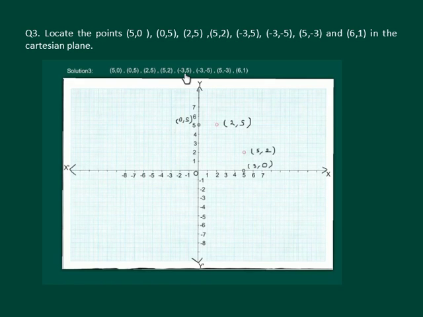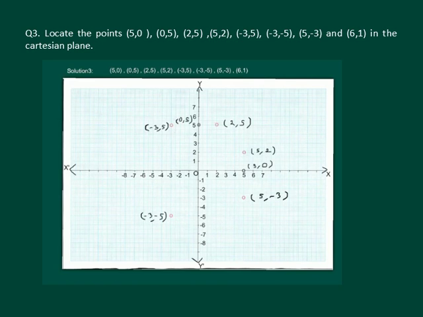Next is -3, 5. We move -3 and +5 to get a point whose coordinates are -3, 5. Next is -3, -5. So we have to move -3 on the x-axis and then -5 on the y-axis to get a point whose coordinates are -3, -5. Next point is 5, -3. That means +5 on the x-axis and then -3 on the y-axis gives us the point whose coordinates are 5 and -3.